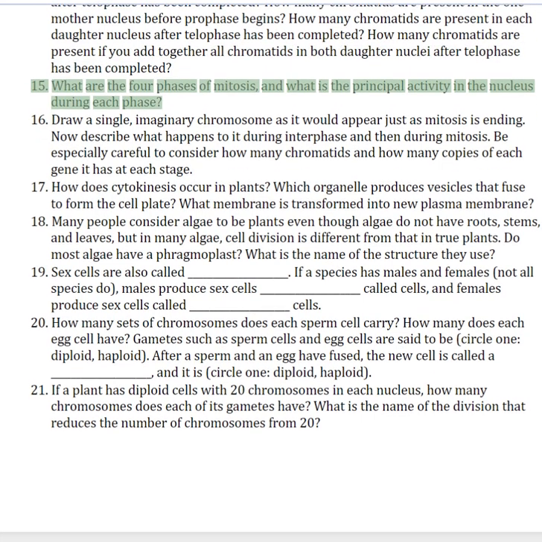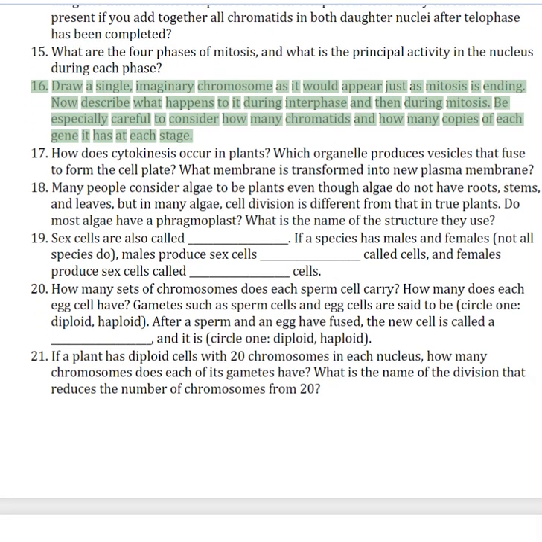15. What are the 4 phases of mitosis, and what is the principal activity in the nucleus during each phase? 16. Draw a single, imaginary chromosome as it would appear just as mitosis is ending. Now describe what happens to it during interphase and then during mitosis. Be especially careful to consider how many chromatids and how many copies of each gene it has at each stage.